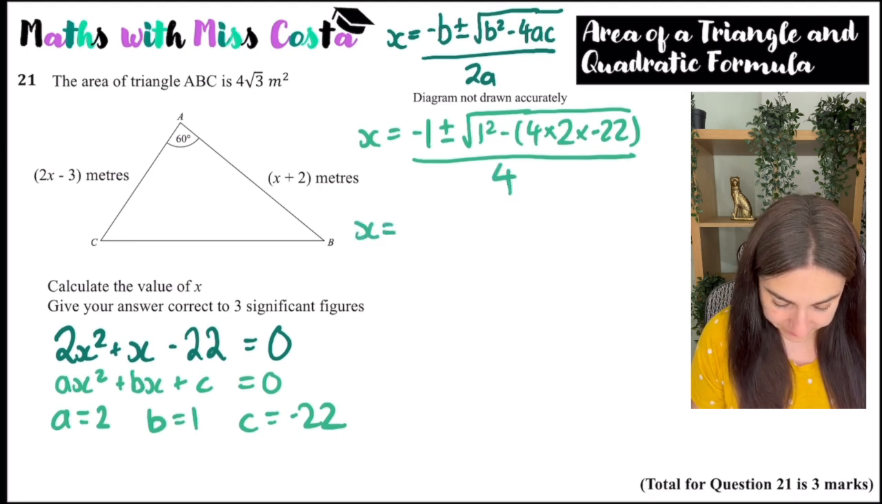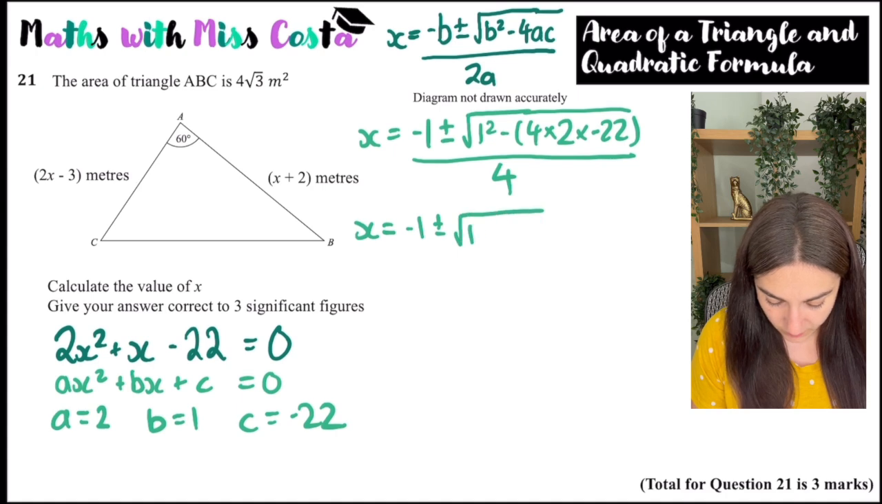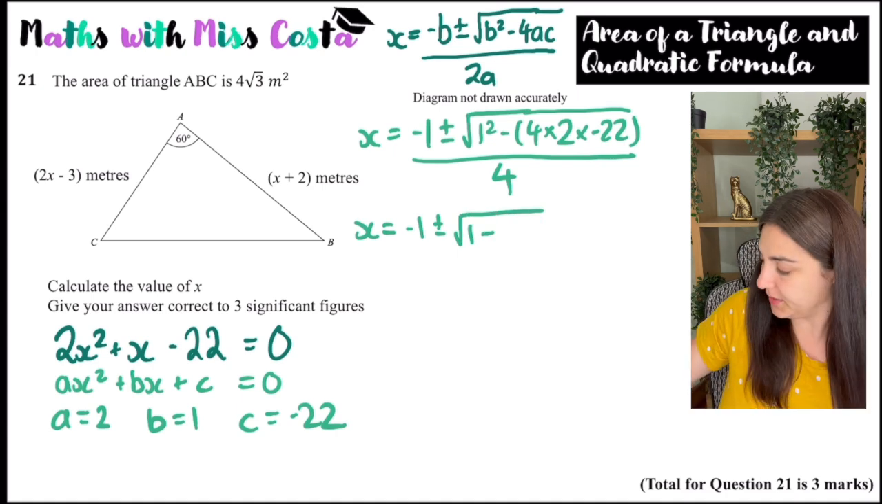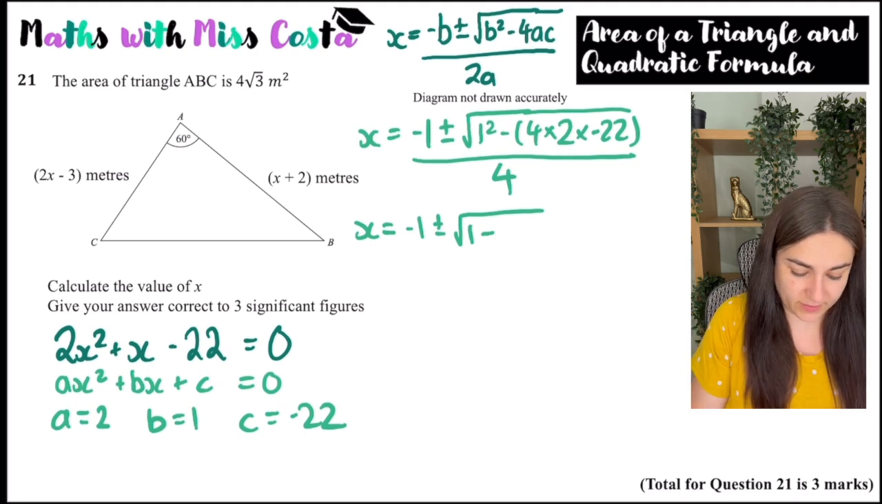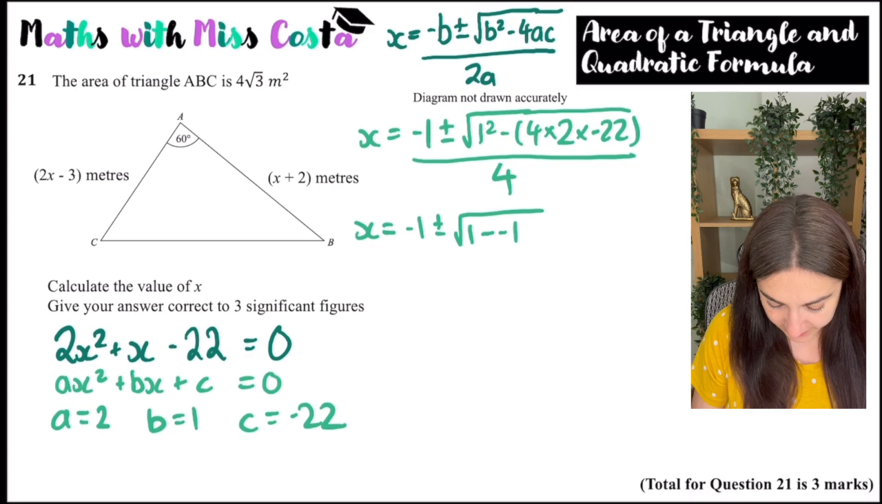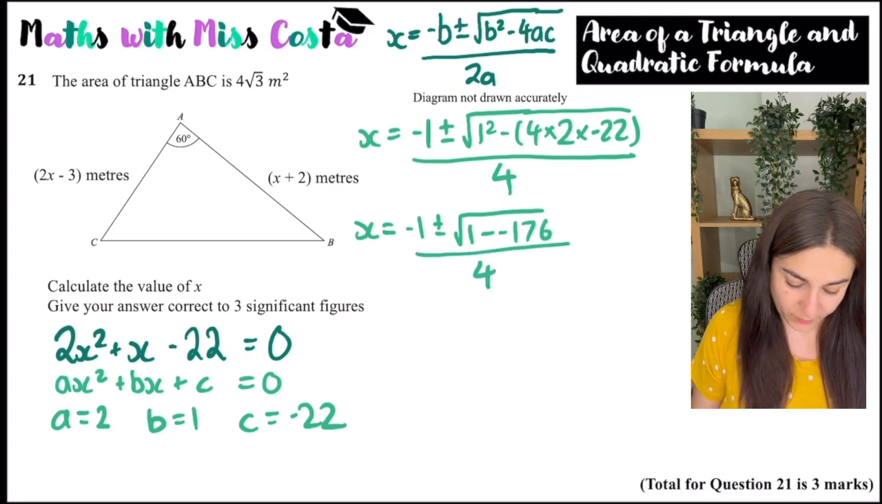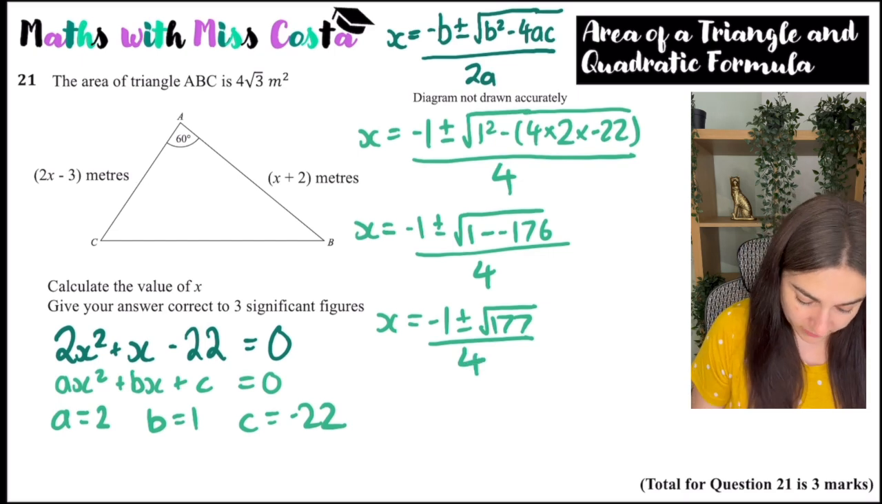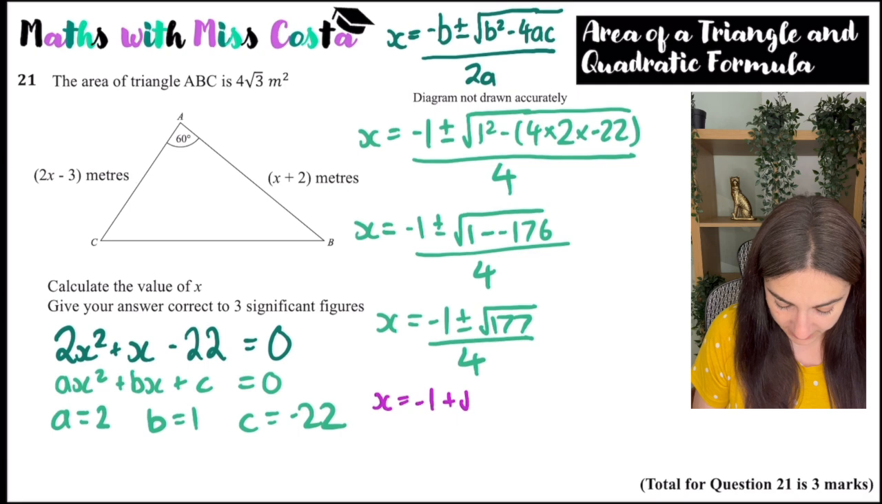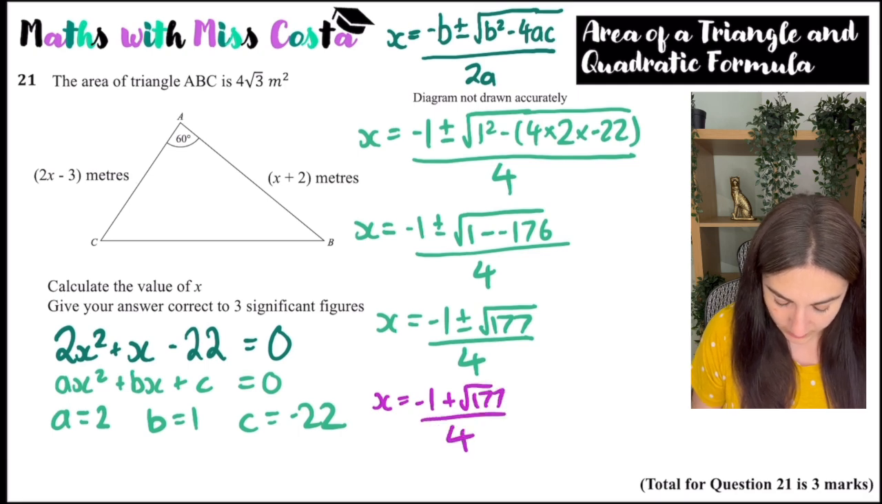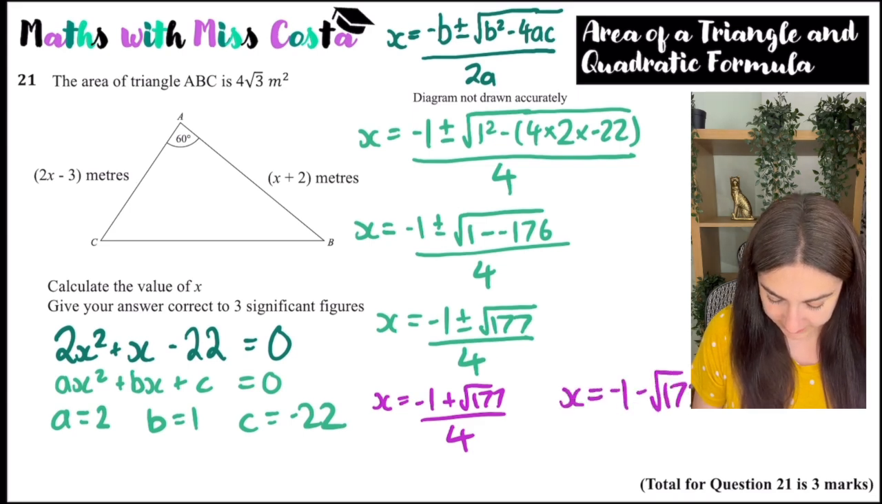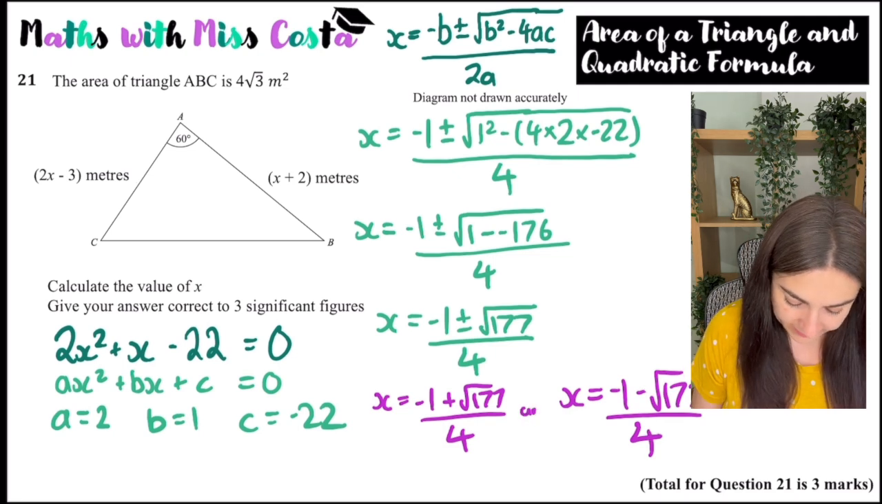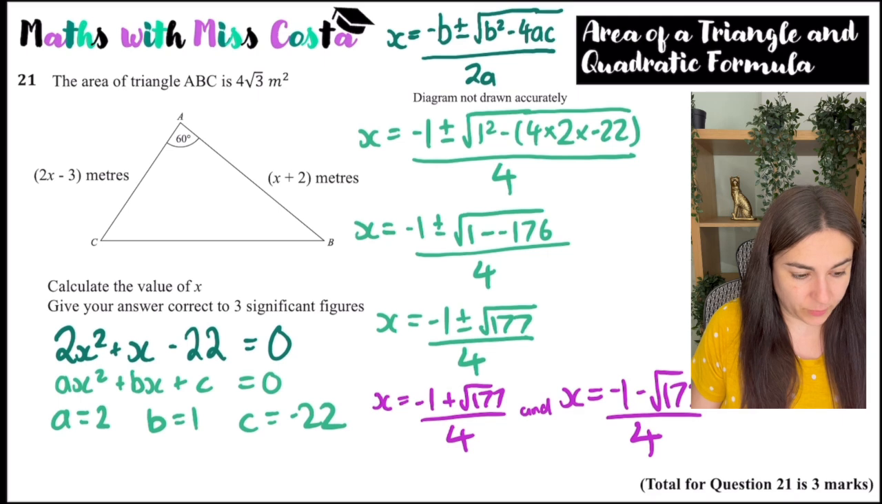So I can simplify that. It would be 1 take away, and then 4 times 2 times negative 22 is 176. So that would be the next step. And then the final step is minus 1 plus or minus the square root of 177 over 4. So therefore my final answers are going to be x is minus 1 plus root 177 over 4, or x is minus 1 minus root 177 over 4. So these would be my two solutions, and let's see what they bring.